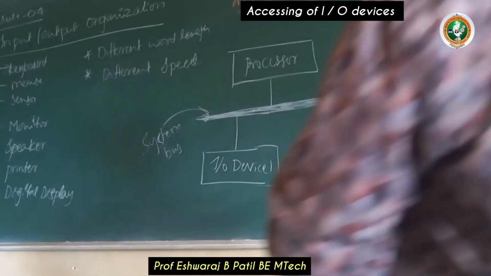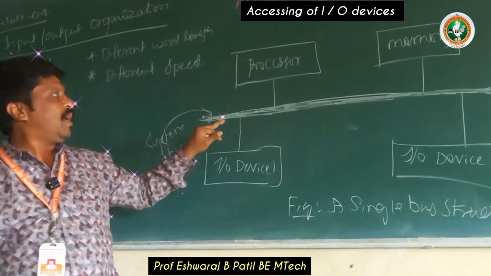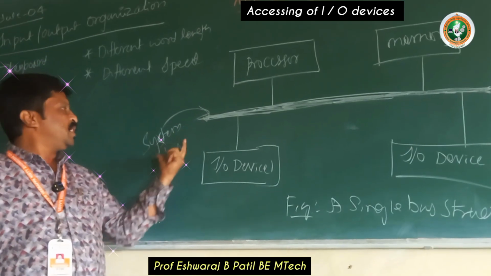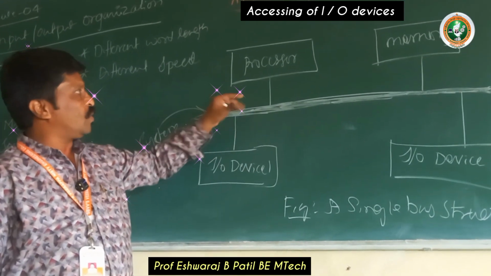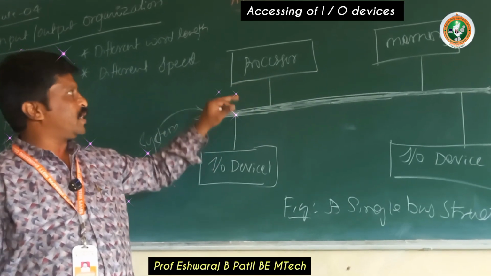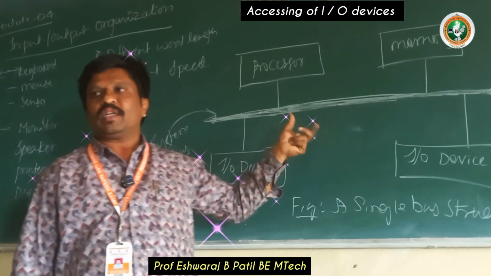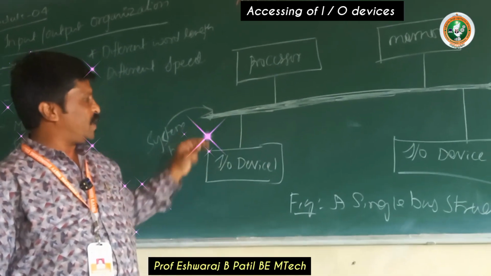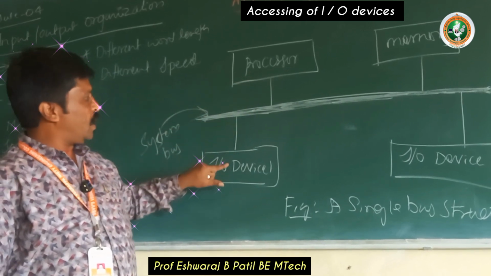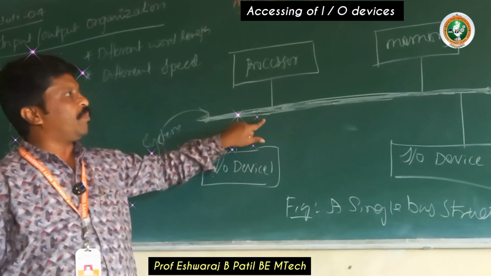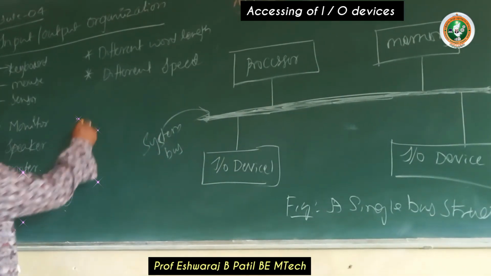This is a very important topic, accessing of the IO devices. IO devices are usually connected to a single bus that we call the system bus. This system bus will be connected to all the IO devices: processor, memory, IO device 1, IO device 2. All these are connected to one single bus, called the single bus structure. The information exchange between the processor and the IO devices happens with the help of the system bus only. We have three types of buses.